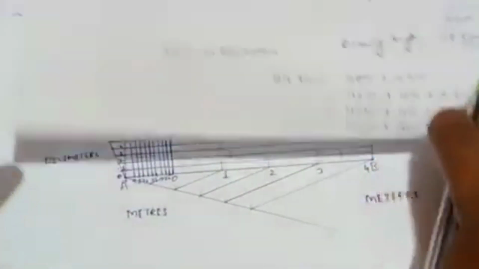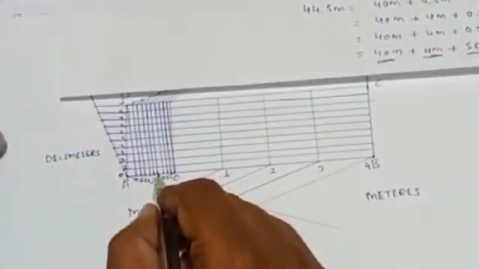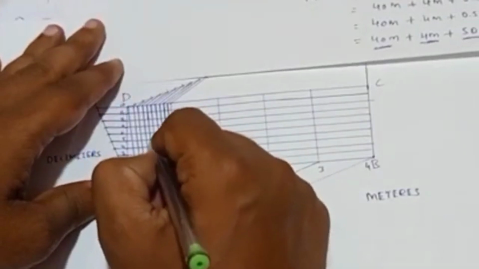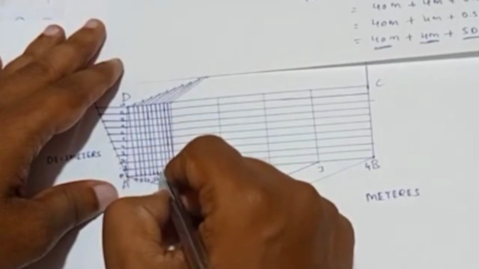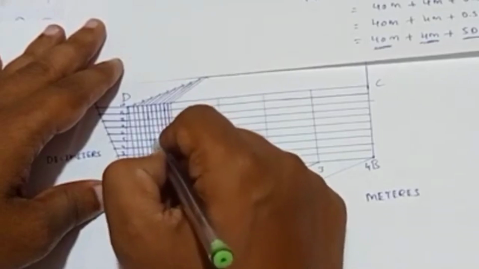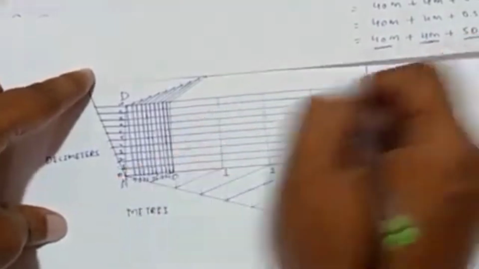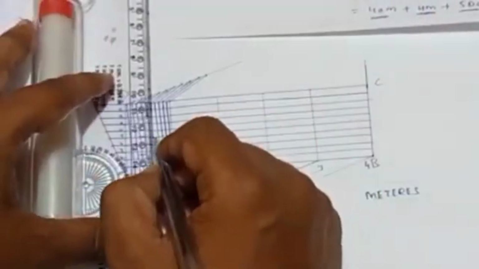Okay, now we can see the 4 meter and 5 decimeter. You can see here 4 meter and 5 decimeter. So 4 here and 5 decimeter we have to see here. So we have to take the intersection point of 4 and 5 decimeter. From there we need to draw one vertical line. The intersection point we have to take and draw one vertical line.